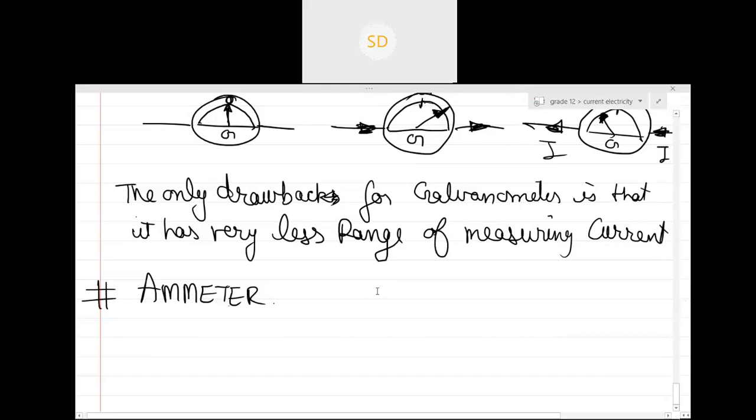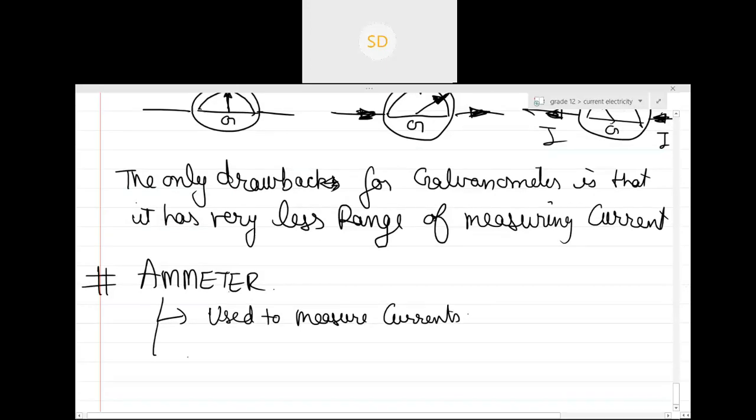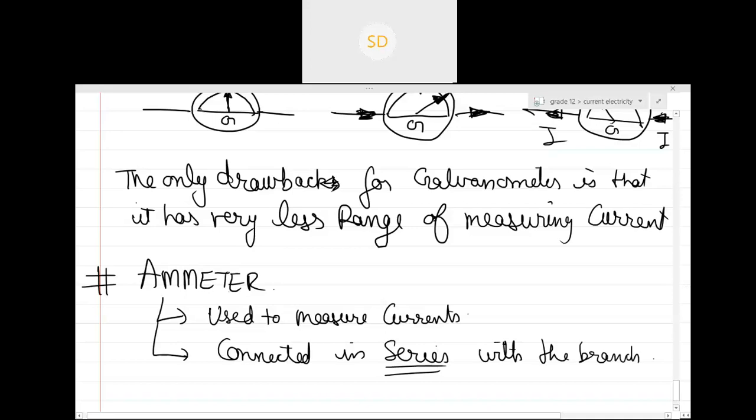So let's discuss an ammeter. What is an ammeter? It is a device to measure the magnitude of current in the circuit, है ना? How is it connected? In series. Connected in series with the branch where we want to measure the current.